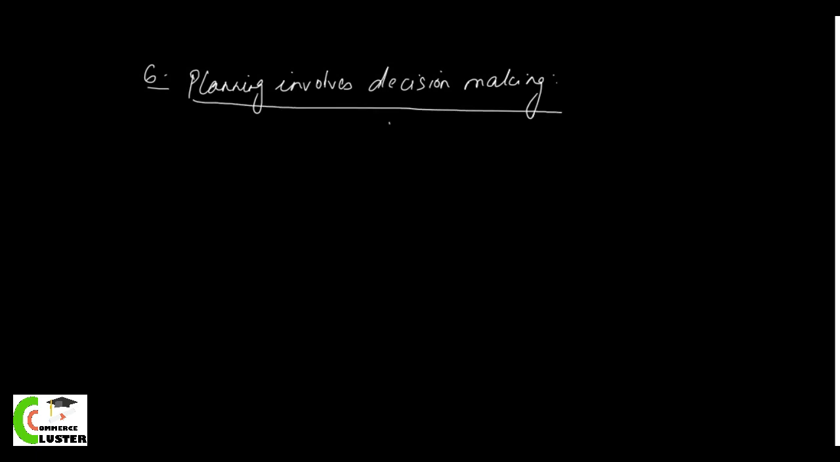Let us come to the sixth feature of planning, which is that planning involves decision making. Planning involves decision making. Let me give an example. For example, you have an objective. This is you, and you have what? You have an objective.